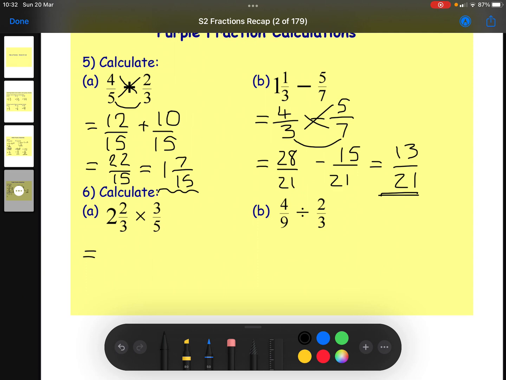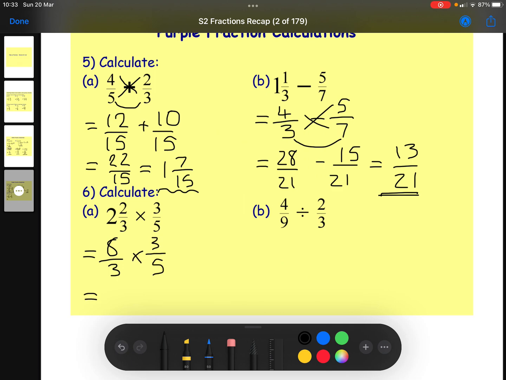Question 6 then. We've got to multiply these two fractions together. Now again with mixed numbers, and in fact the reason I told you to do that for the previous question is because for multiplying and dividing with mixed numbers, we must change these to top-heavy fractions first. So 2 times 3 plus 2, we will get 8 over 3 multiplied by 3 over 5.